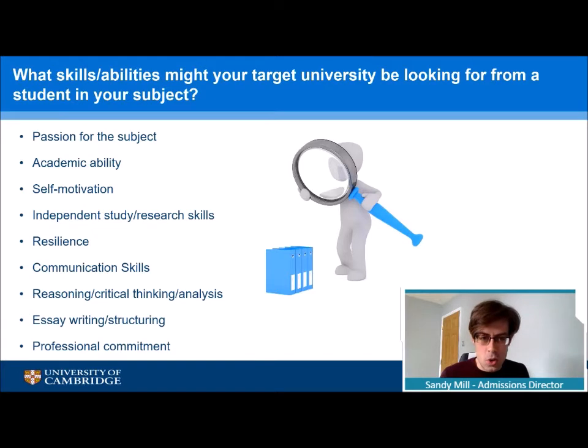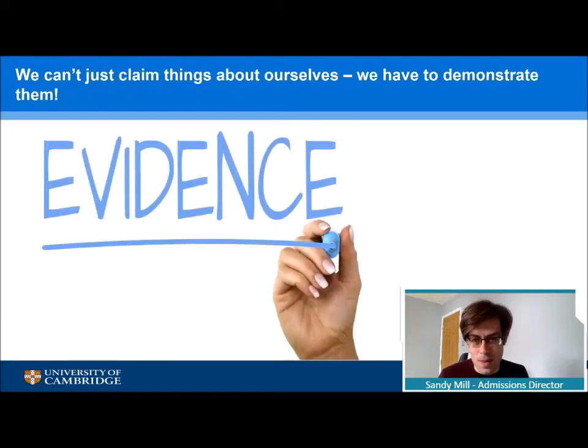Look at any politician on Twitter for your example of this. We can claim whatever we like about ourselves in life. The internet has only made this worse. What we need to provide actually is evidence.